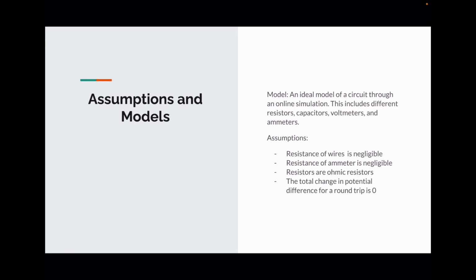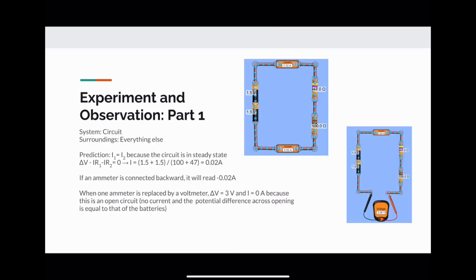Some assumptions made for this experiment were that the resistances of the wires and ammeters are negligible. The resistors used are ohmic resistors, and the total change in potential difference for a round trip in a circuit is 0 volts. The system is the circuit and the surroundings are everything else.